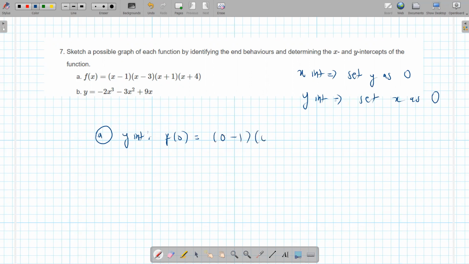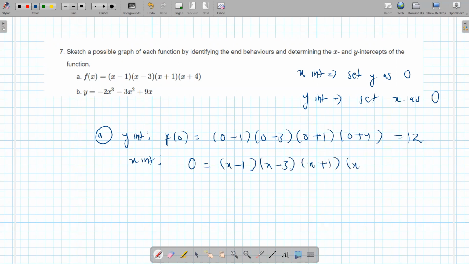0 minus 1, 0 minus 3, 0 plus 1, 0 plus 4. These will make it a positive 3 times 4, it's 12. So the y-intercept is 12. Now for the x-intercept, we want to set y as 0. So y is f of x. So this is 0 equals x minus 1, x minus 3, x plus 1, and x plus 4.